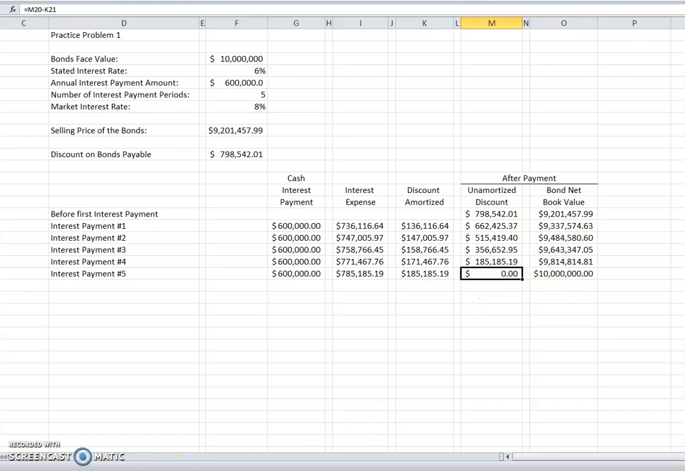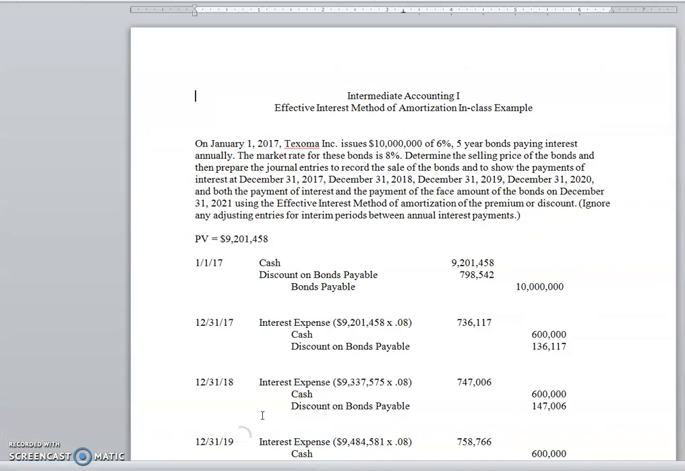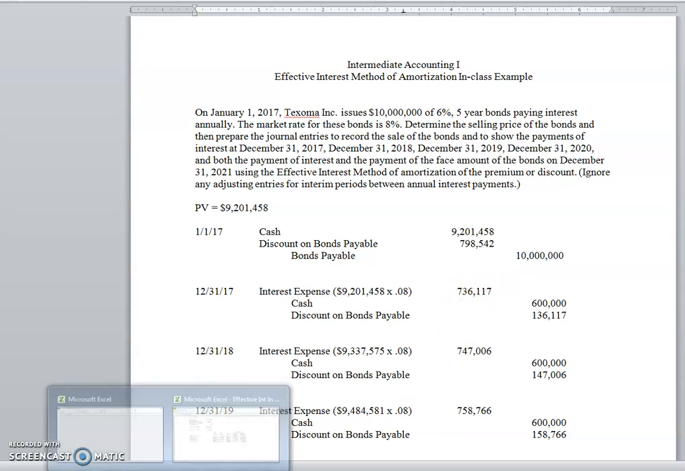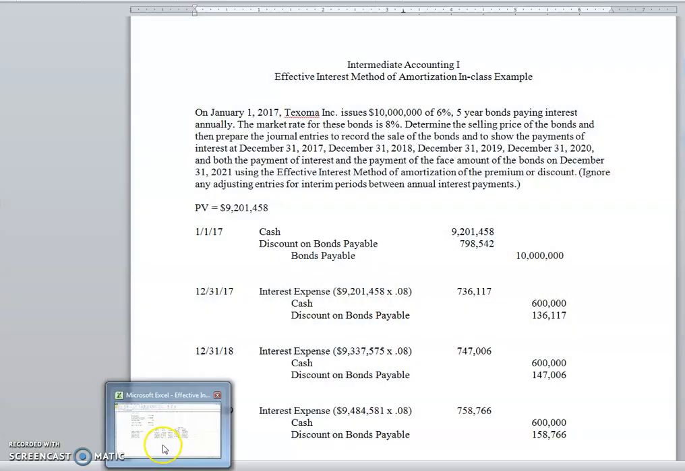Okay, now if you want to see what the journal entries look like, here's what we do. So there's the present value. So notice I took off the cents, but we're selling the bonds. So we're going to debit cash for the amount of cash received. We're going to debit discount on bonds payable for the discount and credit bonds payable for the face amount. First year, our interest expense, $736,117. And let me just close that one out right here.